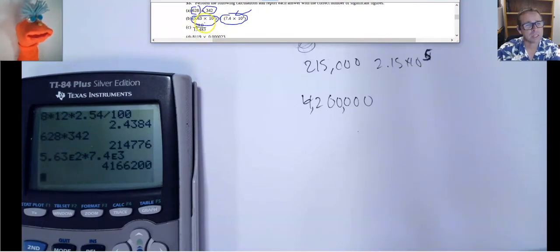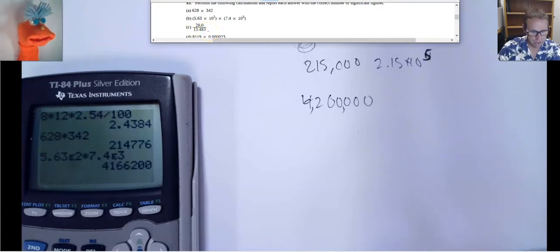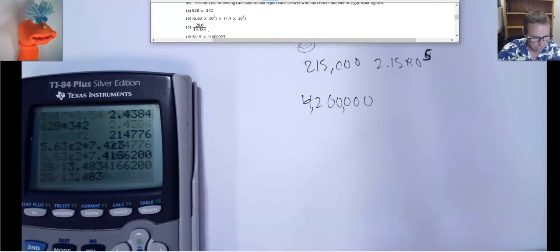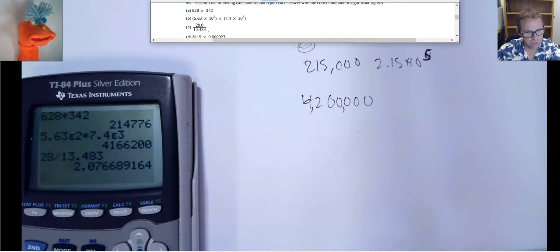All right, here's a division problem. Same situation. How many significant figures on the top? Oh, is that 2 or 3? Let's erase that there for us. We have three significant figures, right? 28.0. So after the decimal point, if there's a 0, it's significant? That's right. After the decimal point, if there's a 0, it's significant. So 3 on top. How many on the bottom? 5. But the answer is only going to have how many then? 3. That's right. So 28 divided by 13.483. Our answer only is going to have 3 significant digits, so we're going to be at 2.08.